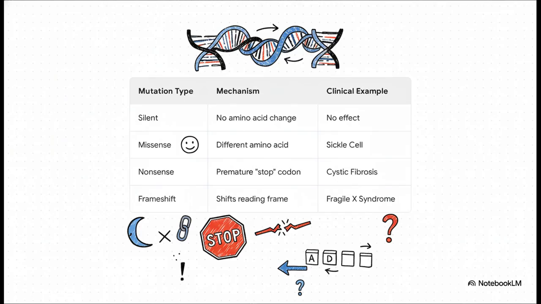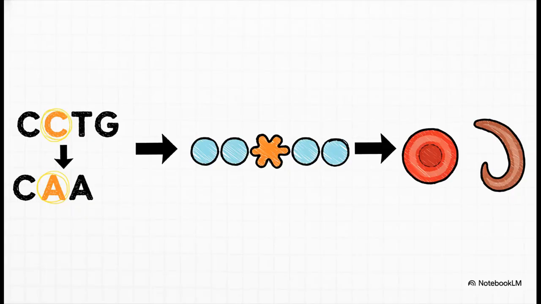So here are the main kinds of errors you'll see in the DNA. A silent one? No big deal. It does nothing. But a missense or a nonsense mutation, whoa, those can be absolutely catastrophic. Let's look at why. Okay, a missense mutation.